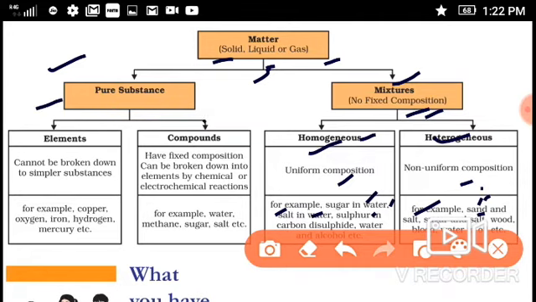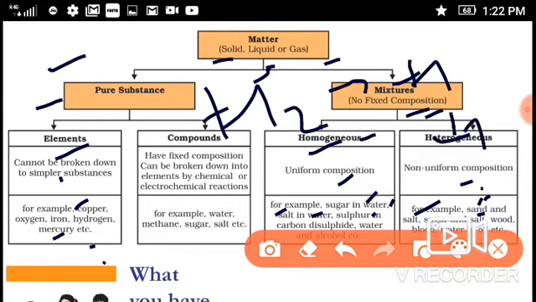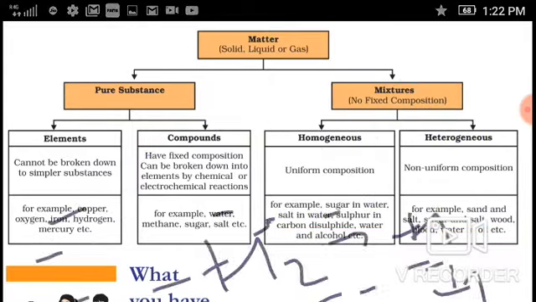Like pure substance, element and compound cannot be broken down into simpler substances like copper, oxygen, iron. For example, S2, we cannot break it into H H. Compounds have fixed composition, can be broken down into elements by chemical, not by physical means. We cannot separate it by physical means, but we can separate it by chemical means. For example, water, methane, sugar, salt, etc.